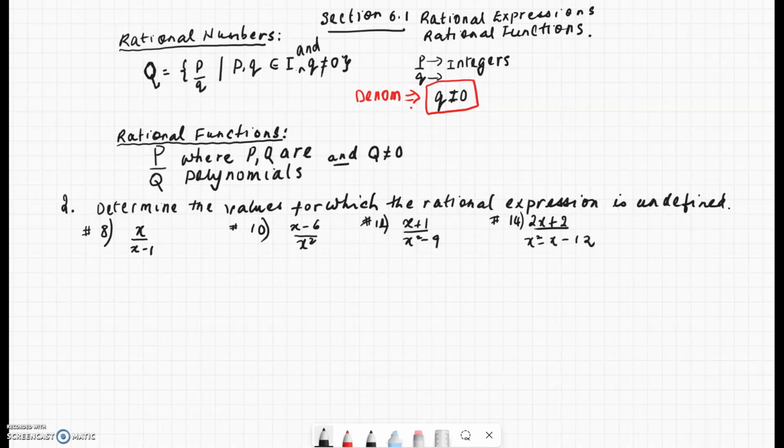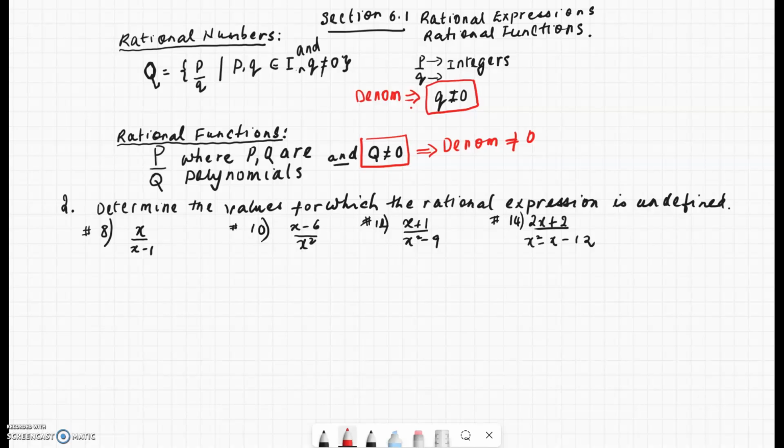So real quick, what's a rational function? It is any polynomial over another polynomial. But what is the most important condition to remember? The denominator is not equal to 0.